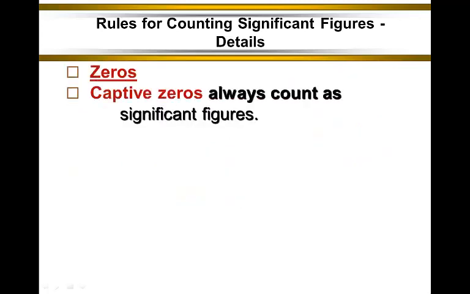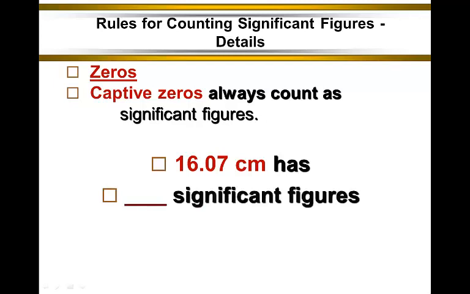Okay, so let's look at another place where you can find a zero. You can find zeros at the beginning, in the middle, and at the end. Now let's look at a zero in the middle, which is my favorite. We know the 1 and the 6 and the 7 count because they're not zeros. We say captive zeros, sometimes I call them sandwiched zeros. They always count as significant. So you can see Mr. Freeman wrote 4 significant figures there.